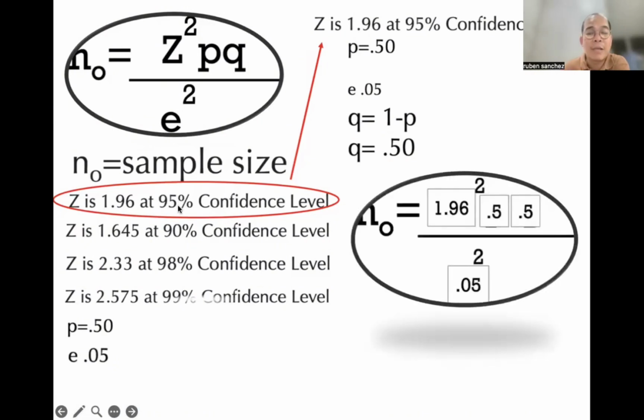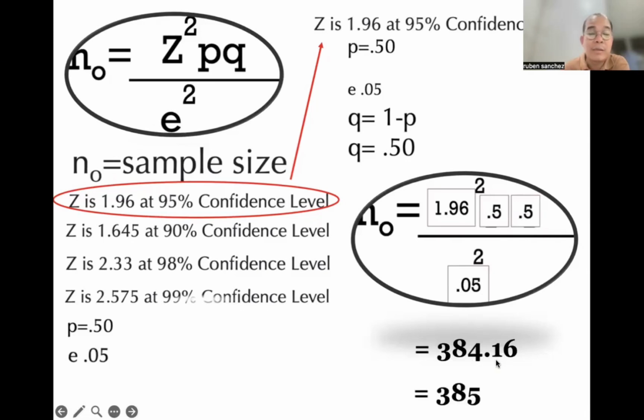Again, it's just a matter of substituting all the values in the formula. The Z value is 1.96 raised to the power of 2, the value of p is 0.5, and the value of q is 0.5. So we will multiply 0.5 times 0.5, then multiply the product by the square of 1.96. Then you divide the answer by the denominator, 0.05 raised to the power of 2. So the answer is 384.16.